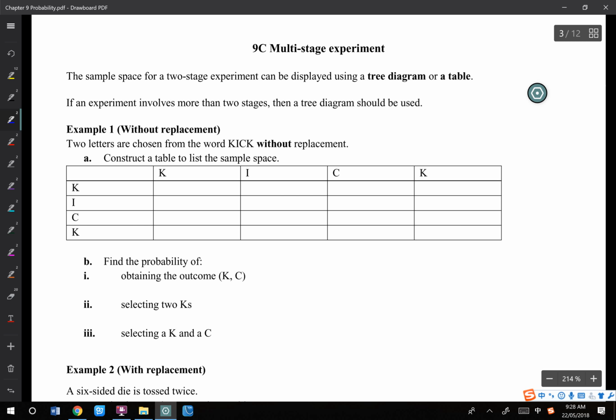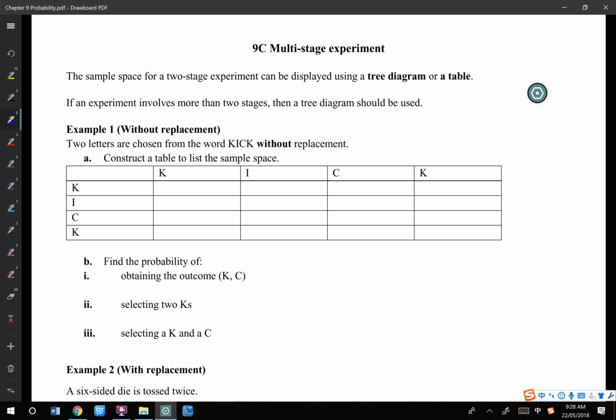Talk about multiple stage experiment. So what we learned last week is we do one trial, okay? Toss a coin, throw the dice, like we do one thing. So this exercise is talking about multiple stage experiments. For example, I toss the coin twice, okay? One time and then another time.